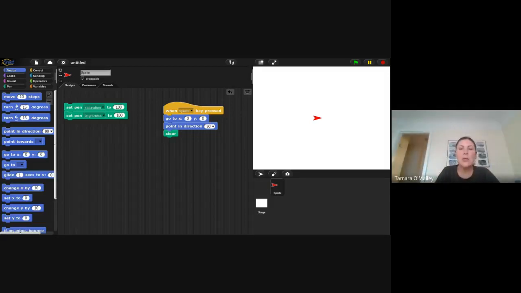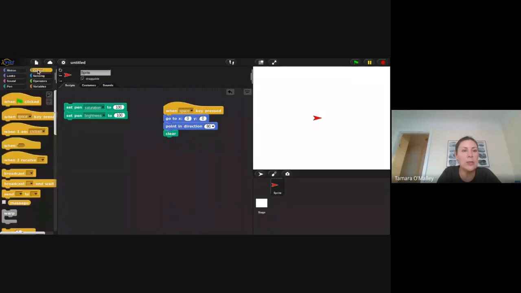Okay. So if you've been keeping up with the assignments, you probably have made this little set of blocks here, and it is basically a clear screen and bring the sprite to the middle kind of setup. I like to use the space key because I feel like that's just real quick and easy. I've already set my pen saturation and brightness to 100, so the colors are more bright, not so dull.